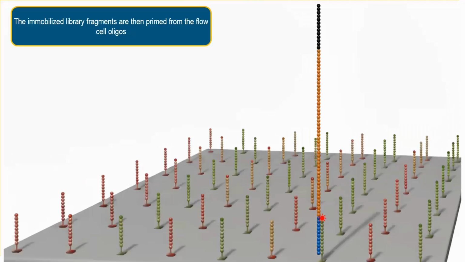First is the extension. The immobilized library fragments are then primed from the flow cell oligos. Here, priming means that the flow cell oligo acts as the starting point for DNA synthesis during cluster formation. It provides a free 3' hydroxyl group required for DNA polymerase to initiate strand extension.